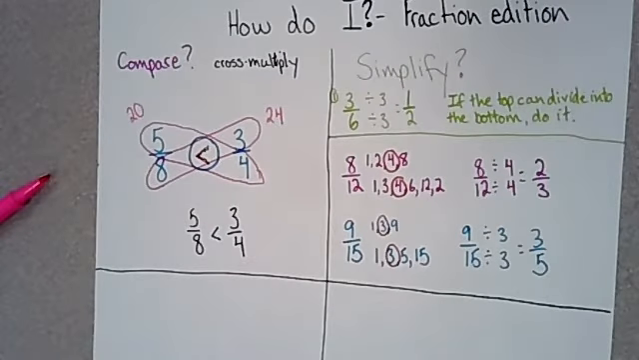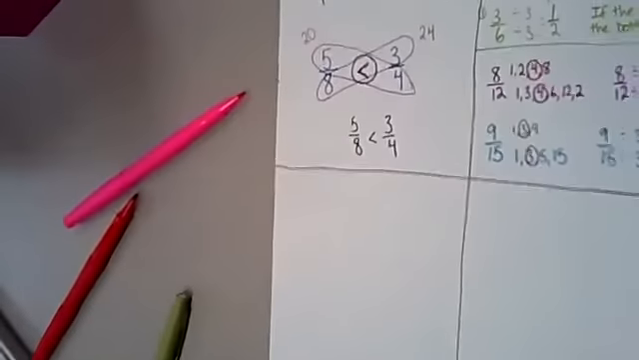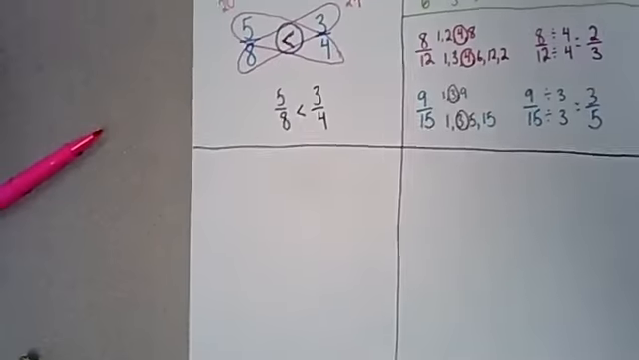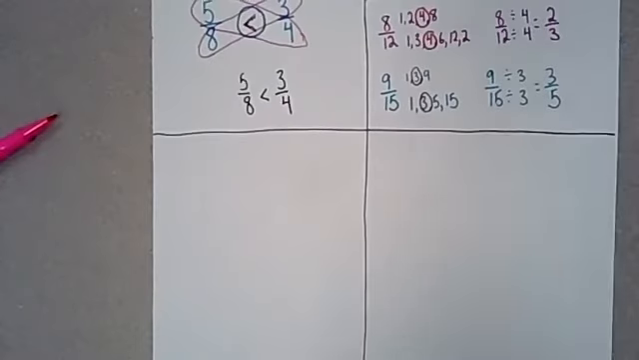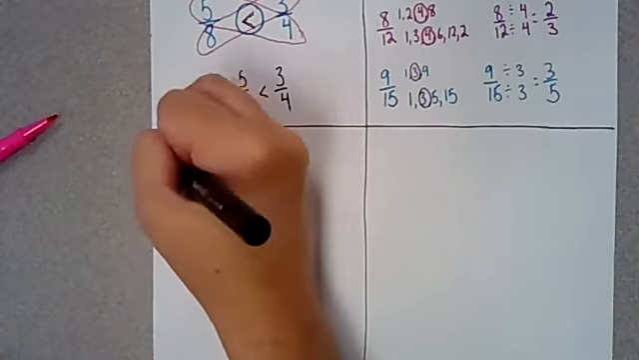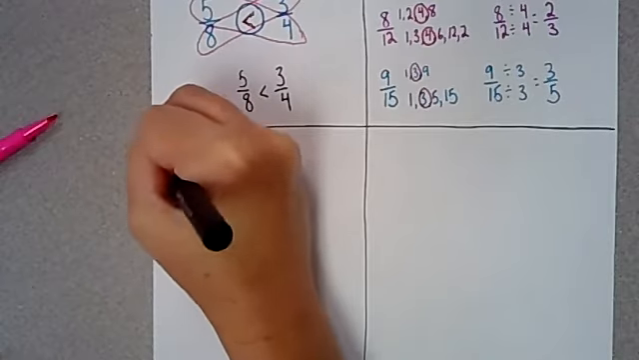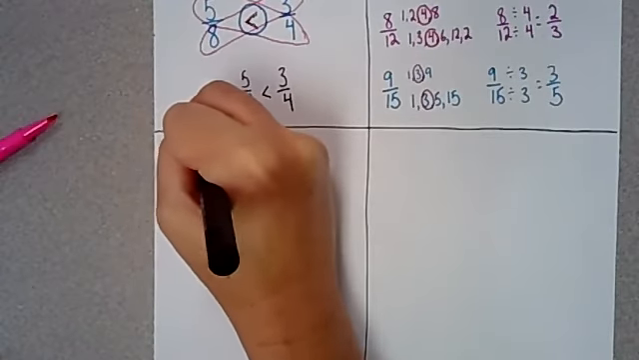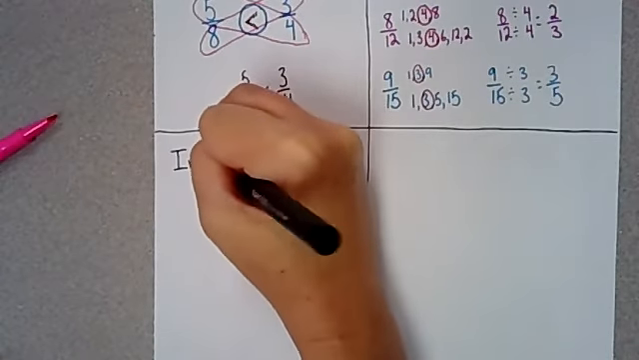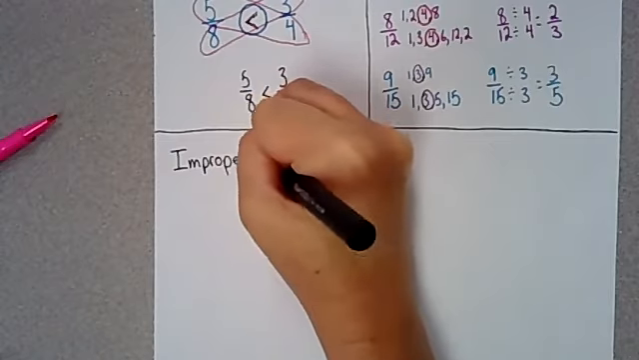Okay, now we're going to move on down to the next section. All right, so we're going to go down to the next section, and the next section is going to be, how do I go from an improper to a mixed number? Improper to mixed.